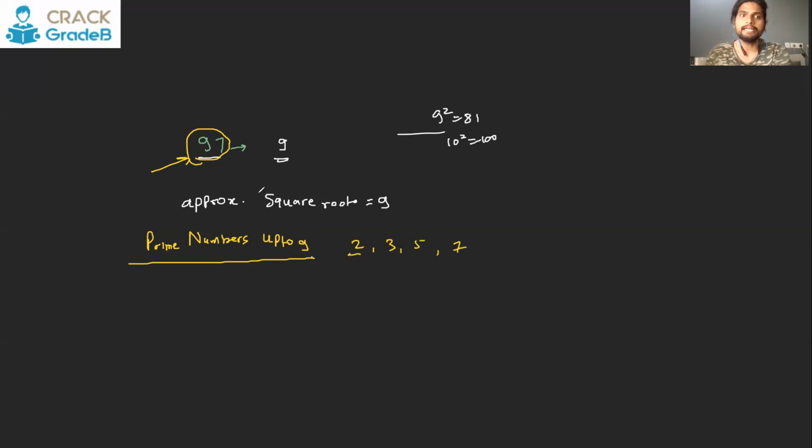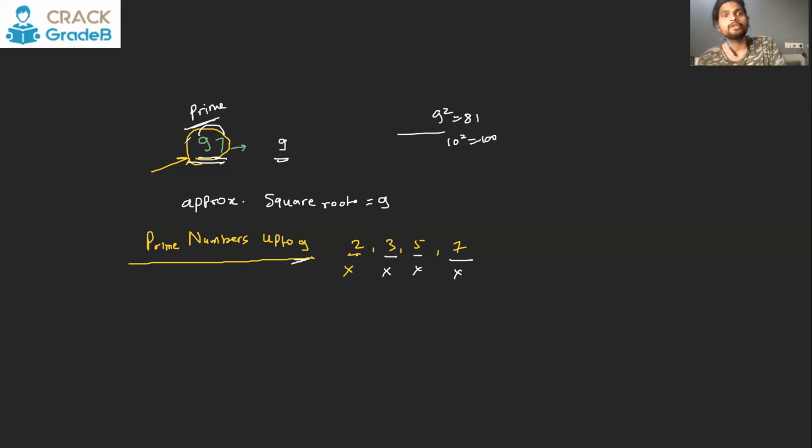Does 2 divide the number 97? No. We know the divisibility rule for 2. 2 does not divide 97. For 3, we need to check the sum of digits. Sum of digits is 16, so no. For 5, we know the last digit, so no. And for 7, you manually have to go. Manually you check whether this number is divisible by 7 or not, so no. So because up to 9, no prime number divides this number, now you can definitely say this number is a prime.